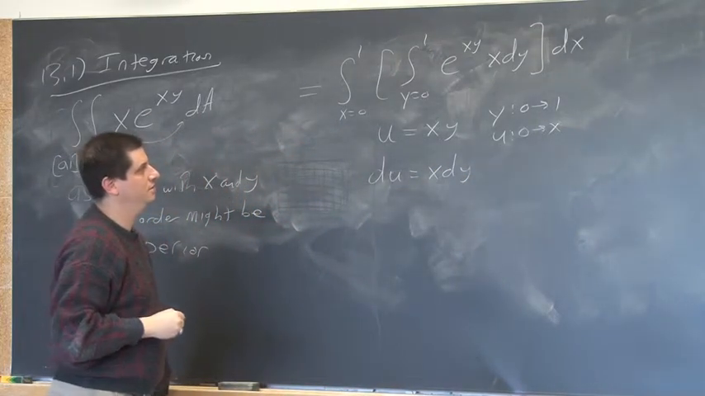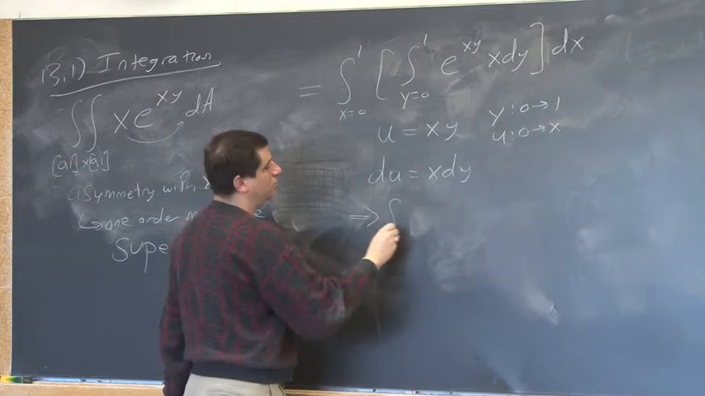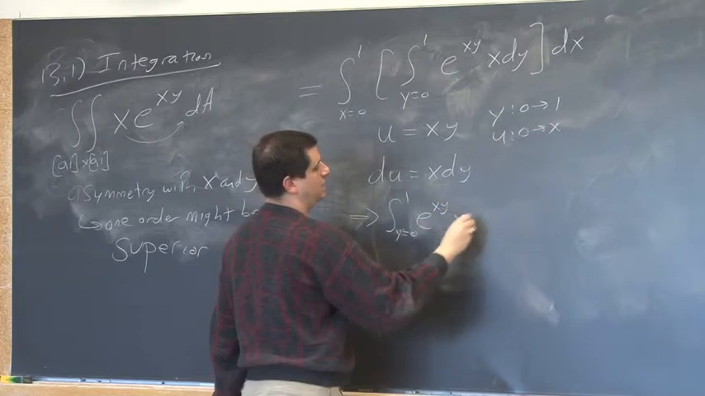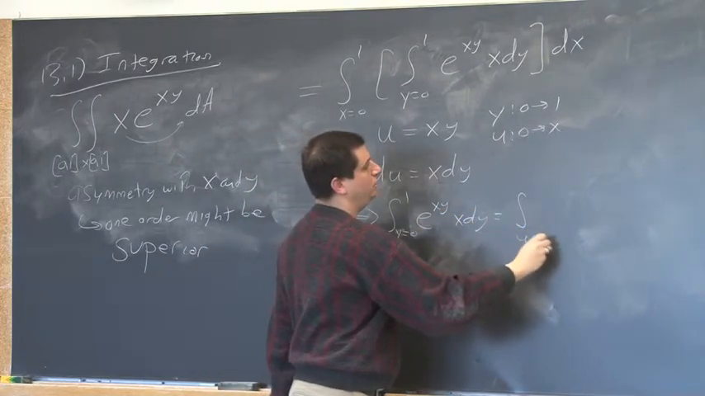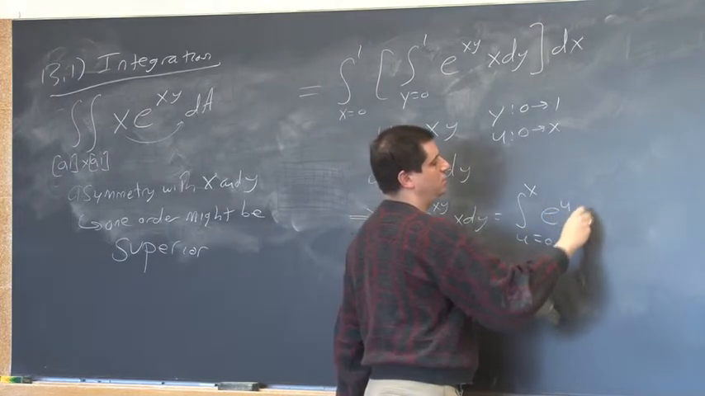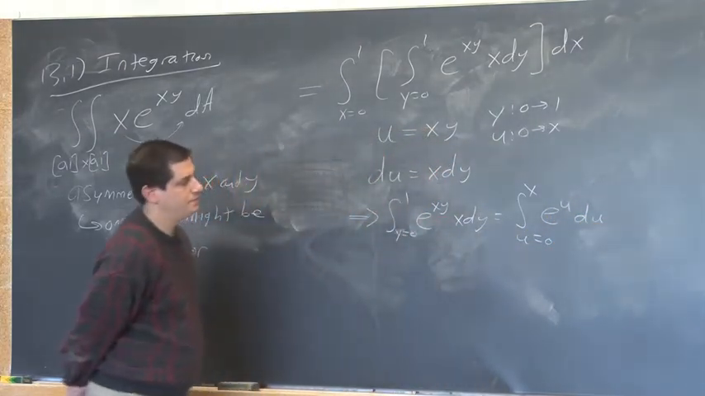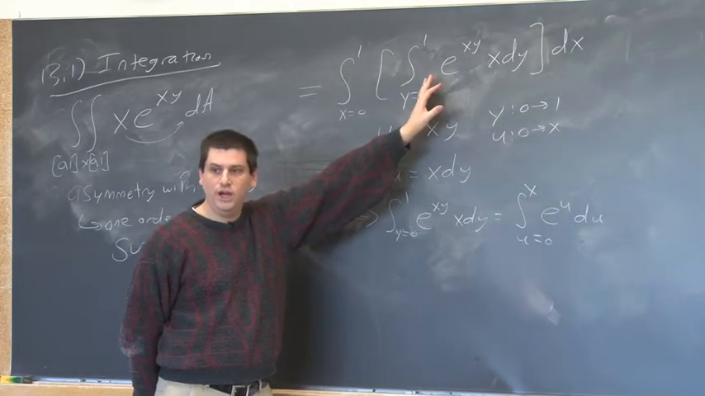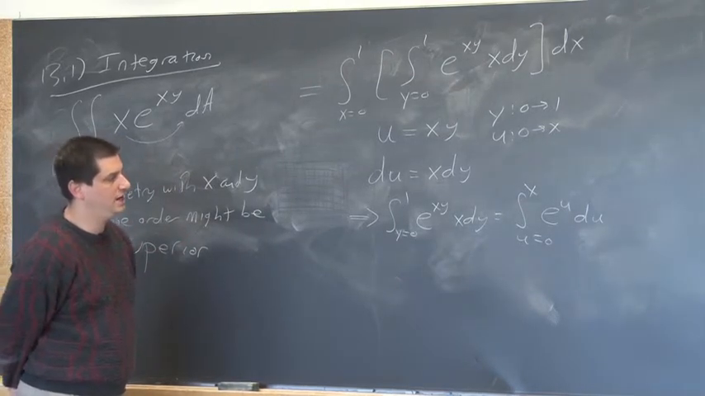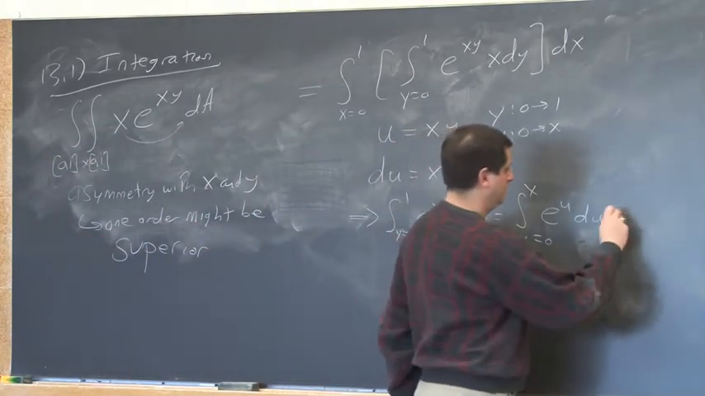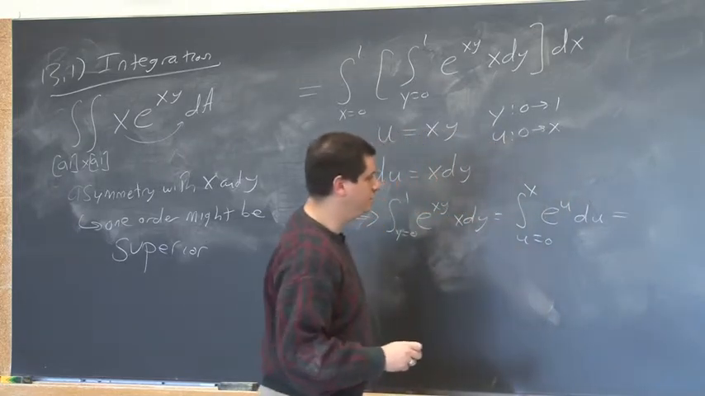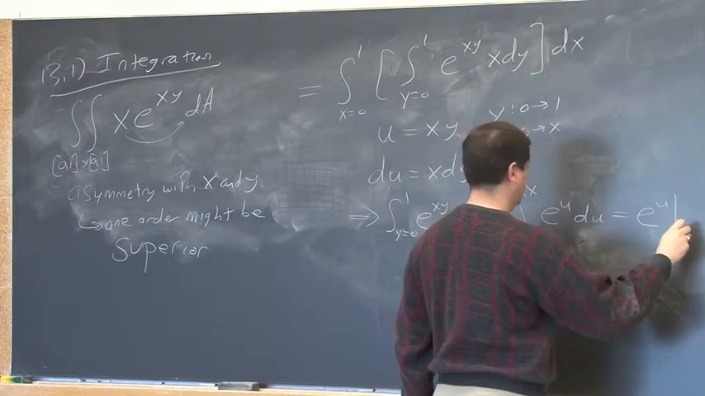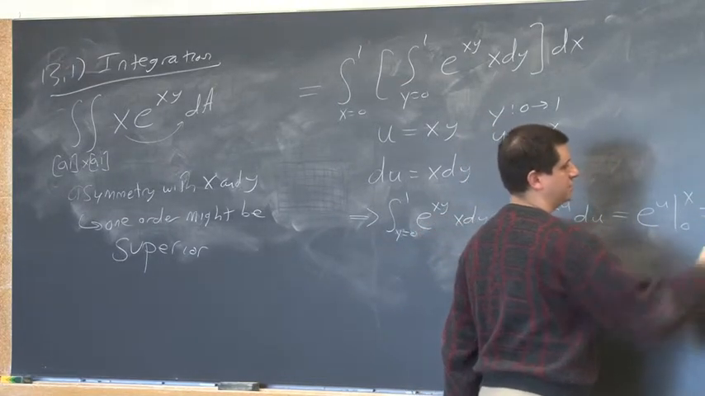x is a constant. And so I get that the integral from y equals 0 to 1 of e to the xy x dy is the integral u goes from 0 to x of e to the u du. And again, you don't have to go through all the steps. If you want to integrate this directly, please do so. I just want to go through it once or twice to really highlight. And I claim the antiderivative of e to the u is just e to the u. So I get e to the u at 0 and x, which is just e to the x.